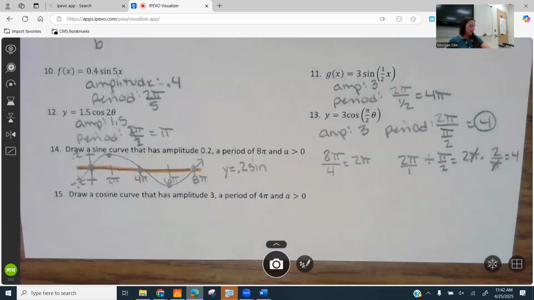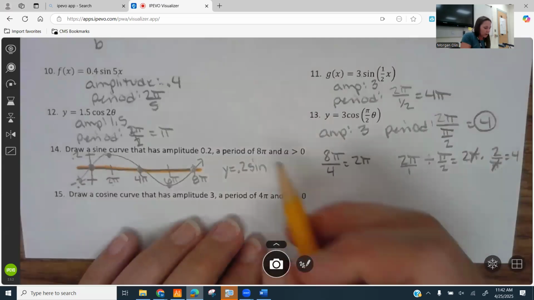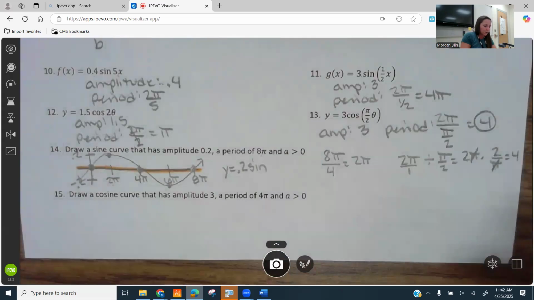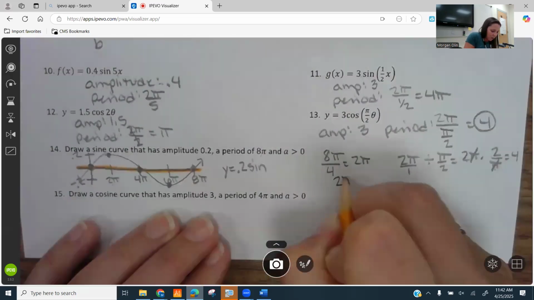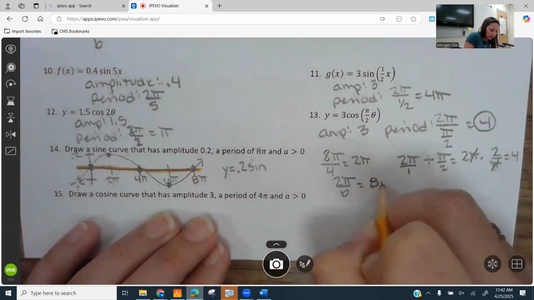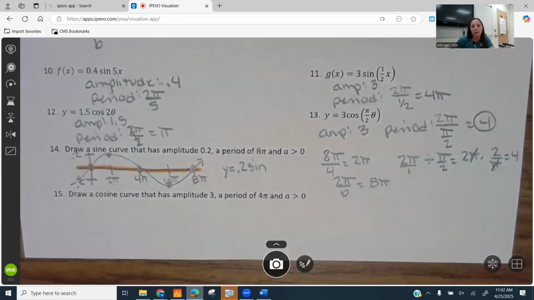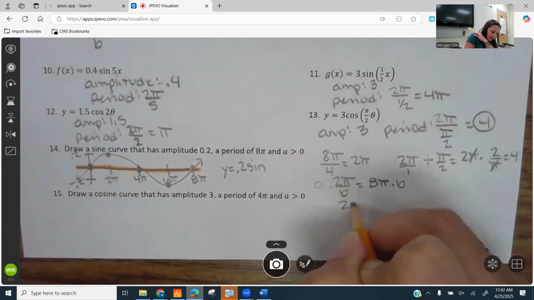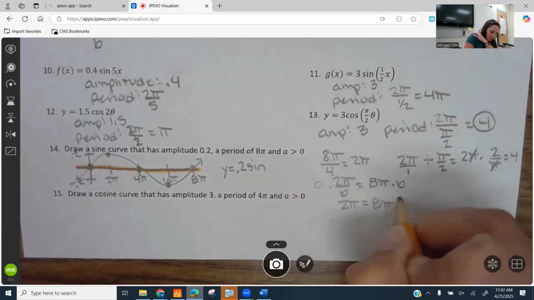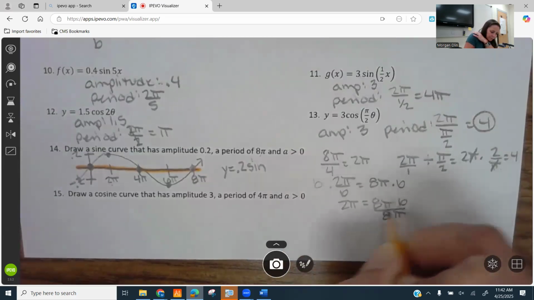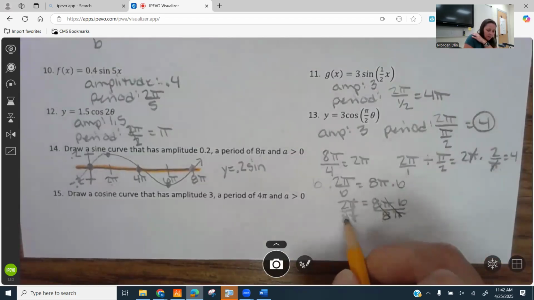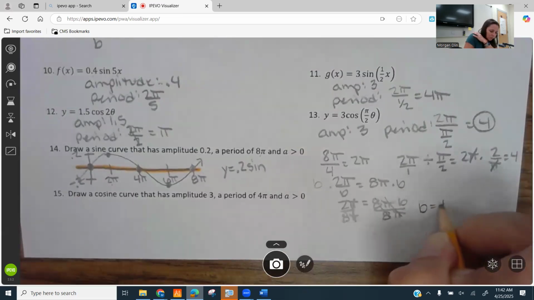The only tricky thing is you have to find your b value. Now, remember this. Our period is 2 pi over b. But they told us our period is 8 pi. All right, so think about this for a second. I like to multiply by b. So 2 pi equals 8 pi b, and divide by 8 pi. You're going to see the pi's cancel out. And what is 2 eighths? It's just 1/4. So b equals 1/4.